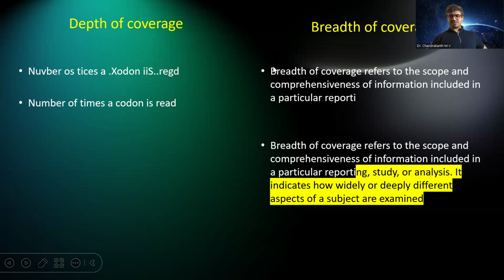Breadth of coverage refers to the scope and comprehensiveness of the information included in the particular report. The remaining part is missing, so I am not reading the whole. This is what breadth of coverage is.